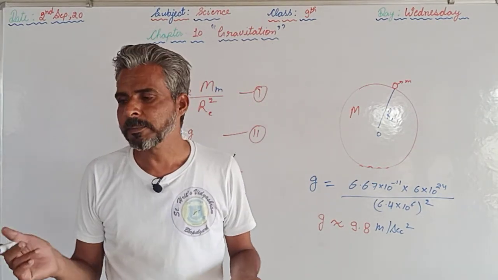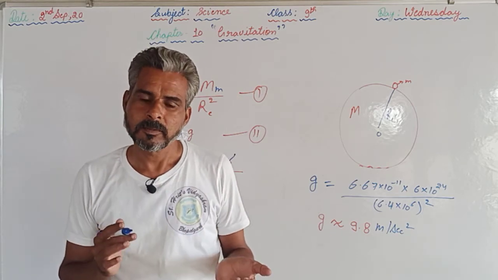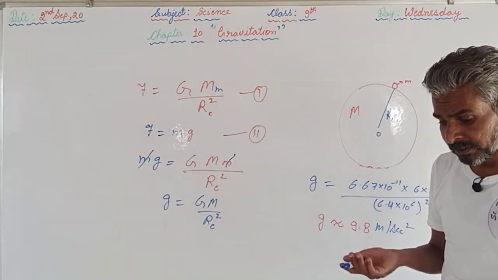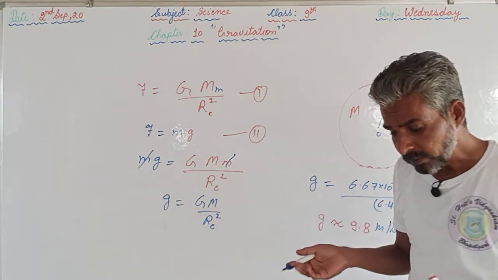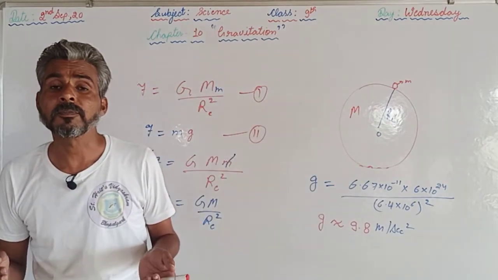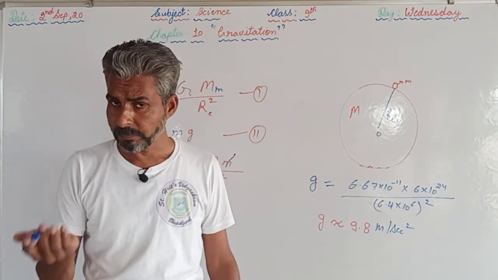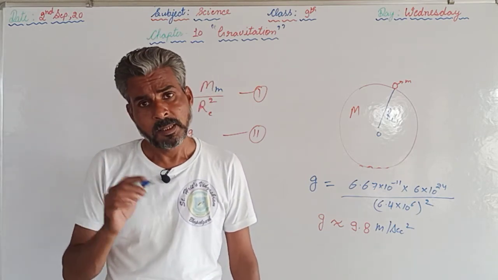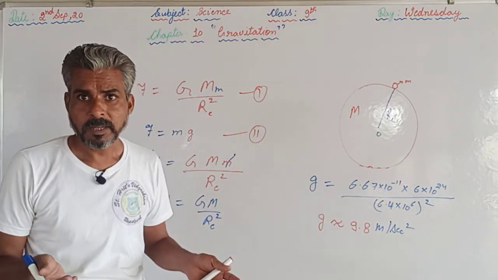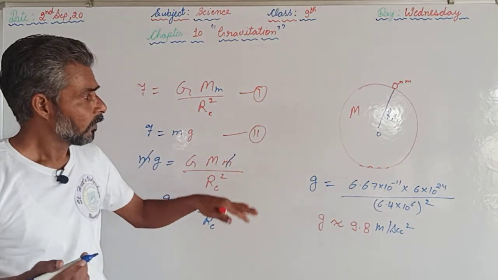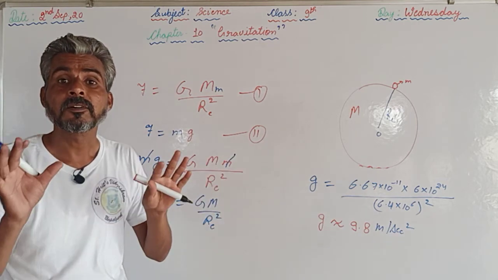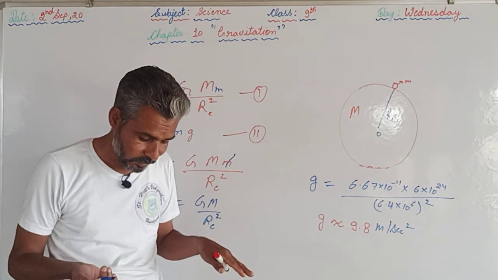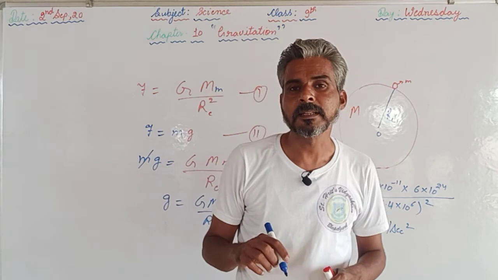So a question can come: differentiate small g and capital G. Small g is the acceleration due to gravity, whereas capital G is the universal gravitational constant. Their units are also different. The unit of small g is meter per second square. The unit of capital G is Newton meter square per kilogram square. At the same time, the value of capital G is constant and cannot be changed, but the value of small g can change. How the value of small g can change, we will discuss in the next video.